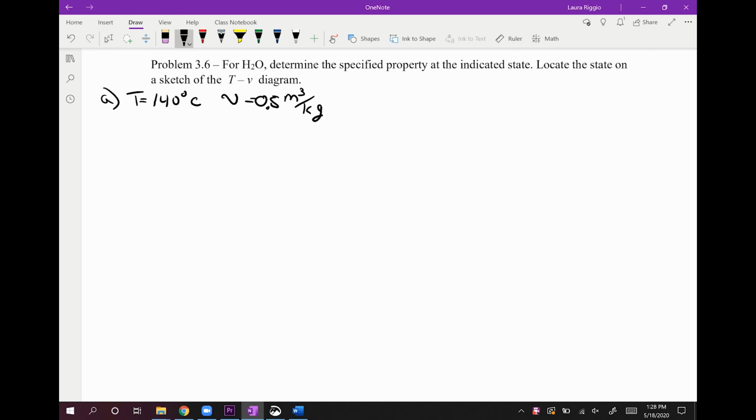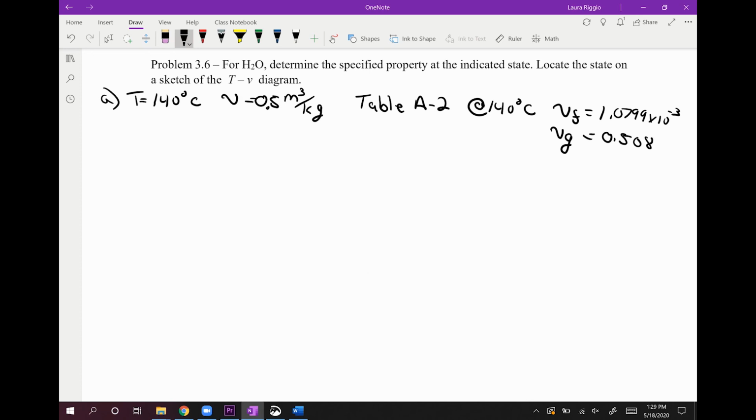So the first thing I always do is I go to my saturated table. So I'm going to go to table A2, and I'm going to look up at 140 degrees Celsius. VF is equal to 1.0799 times 10 to the minus 3, and VG is 0.5089.